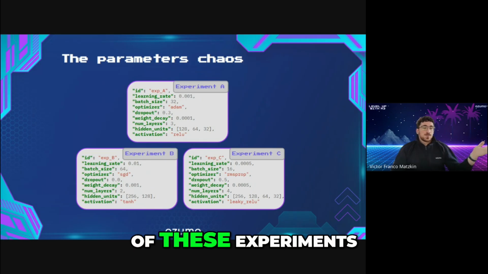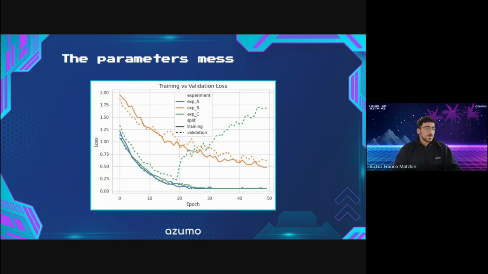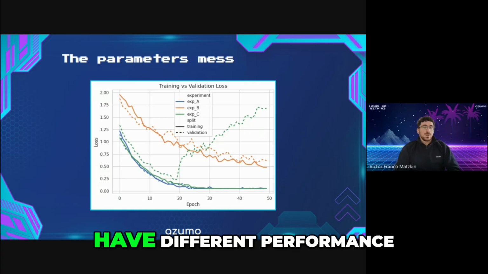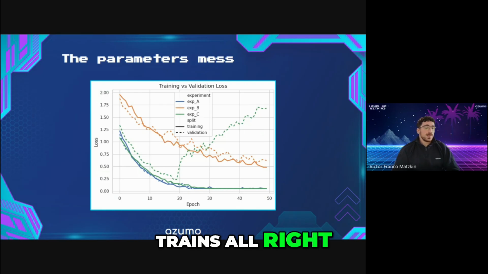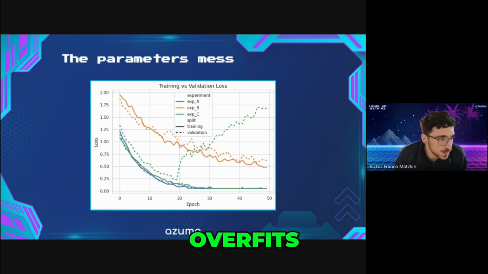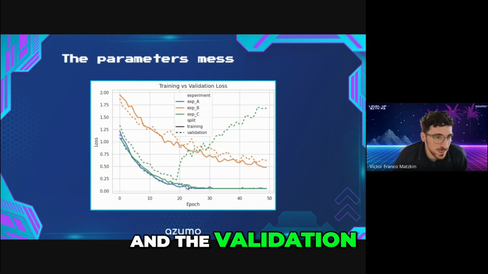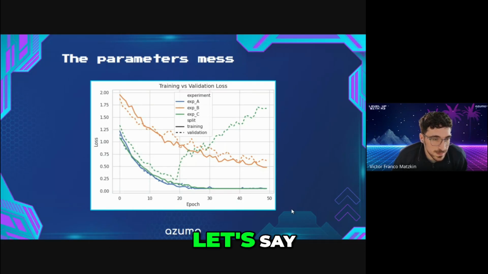Each of these experiments, of course, to solve the task we are trying to solve, have different performance. Let's say they train differently. So we can say, for example, experiment A trains all right, but maybe overfits. Well, this is the result. Experiment C, for example, overfits too much to the training data, and in the validation data, the performance starts to go bad, let's say.